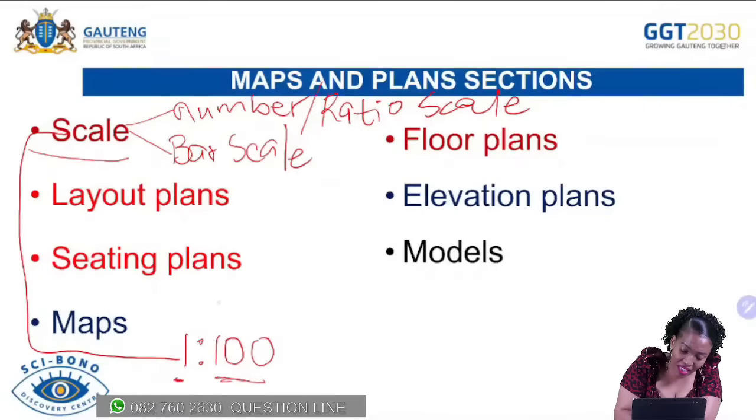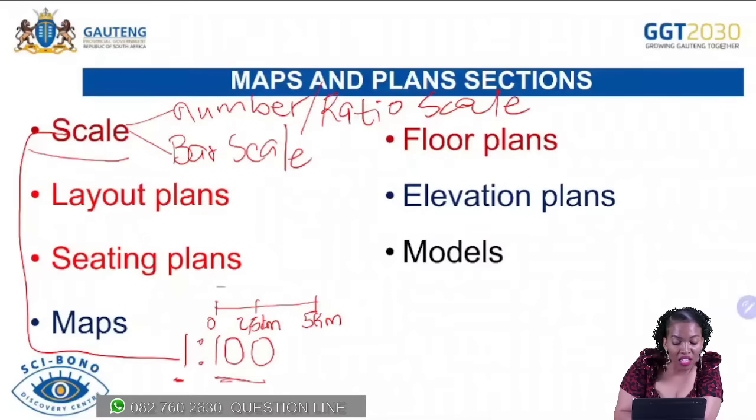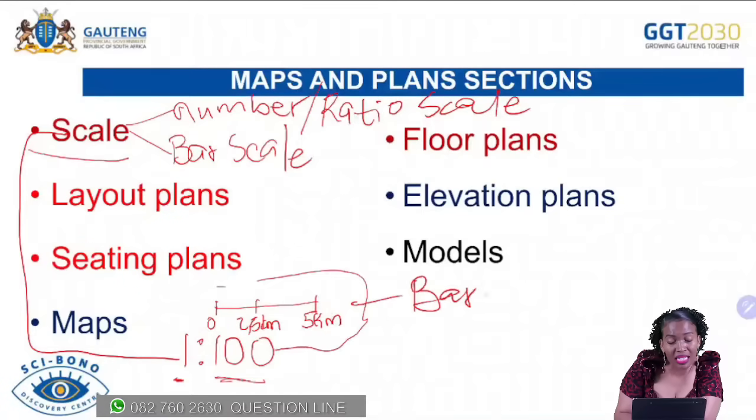If maybe the scale is given, it's a bar scale. A bar scale, you'll see it will be given like this. It's in the form of bars. And then here maybe it will be 2.5 kilometers. So if they give you the one like this, then you know that it is the bar scale.